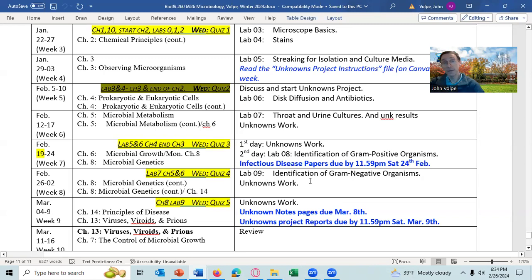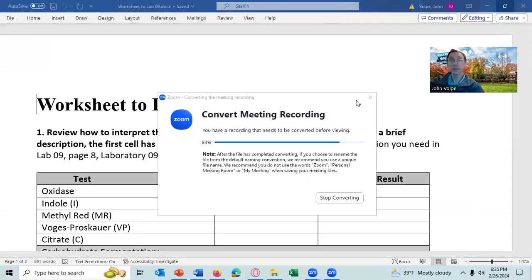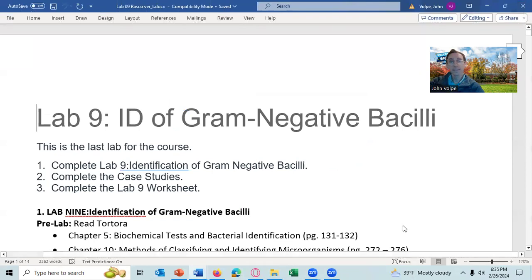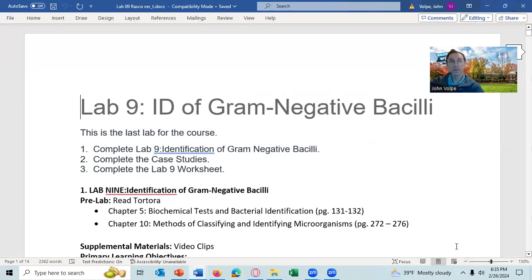Lab 9, identification of gram-negative organisms. If not, let me go ahead. I don't like closing this, but I'm going to because my computer is going to be slow until that finalizes. So that looks a little big. Let's go there. Lab 9, identification of gram-negative bacilli.